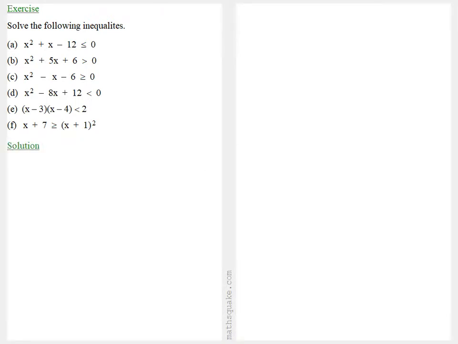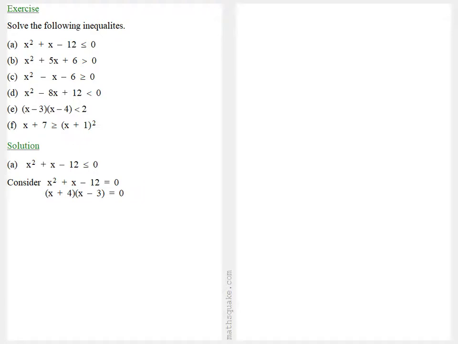Okay, let's see how these are done. In question A, we have x squared plus x minus 12 is less than or equal to 0. So we start by considering the equation x squared plus x minus 12 equals 0. Now we want to factorise it. We want two numbers that add to make 1 and multiply to make minus 12. That is 4 and minus 3.